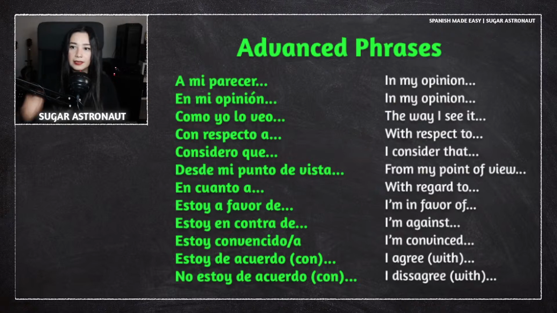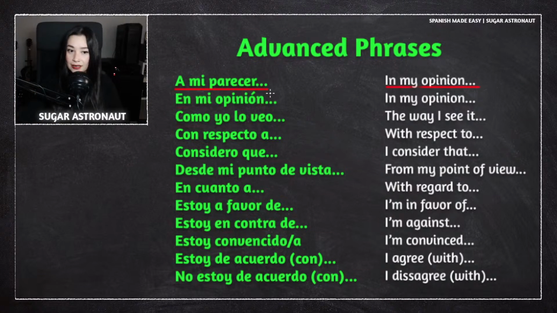Now, the advanced phrases. These are a bit more complex, not too hard to learn or master. So don't worry about that. But you have to learn them. You need to remember them. Okay. A mi parecer. A mi parecer. That means in my opinion. A mi parecer. Okay, so that's a very important phrase. Very similar to in my opinion.